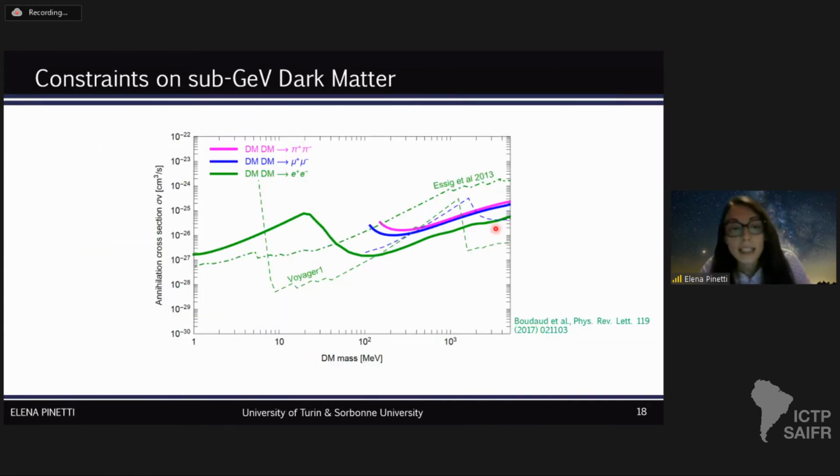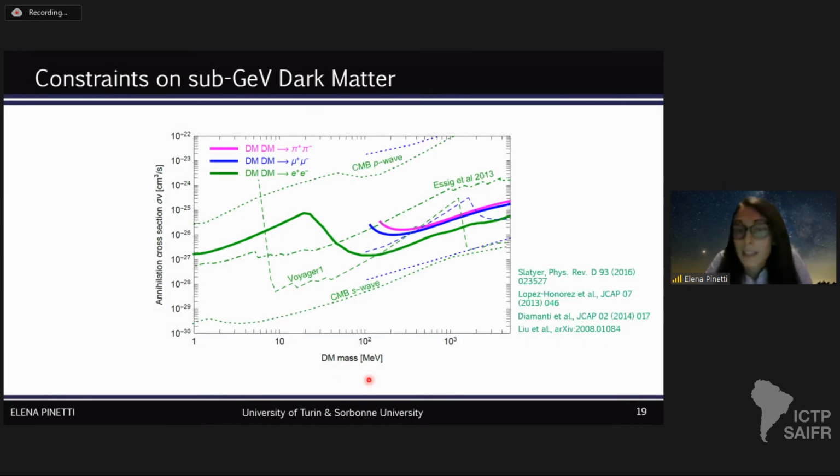In 2011, the Voyager spacecraft crossed the heliosphere, and this allowed it to measure the local flux of electrons and positrons. And in 2017, Boudaud et al. derived their constraints on sub-GeV dark matter by using the data measured by the Voyager spacecraft. They focused their attention on the electron and the muon channel, and they derived very interesting constraints for dark matter masses between 7 MeV and 100 MeV.